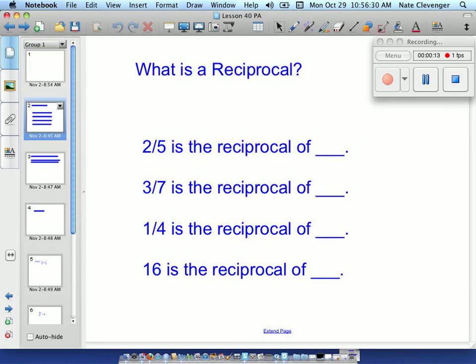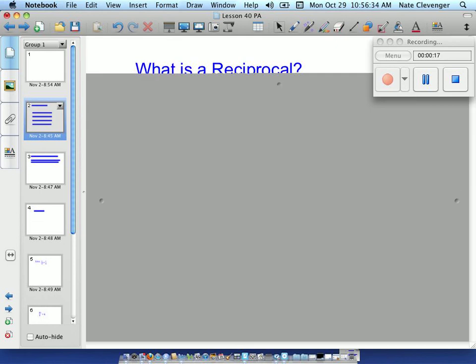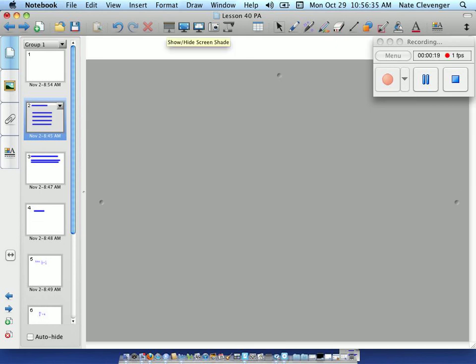Lesson 40 is, what is a reciprocal? We're talking about reciprocals. We're going to talk about solving algebraic equations using a reciprocal. And this is the start of it. Most of you would be able to tell me, I would think, what a reciprocal is. Can somebody raise your hand, please, Jake? The opposite of my number.